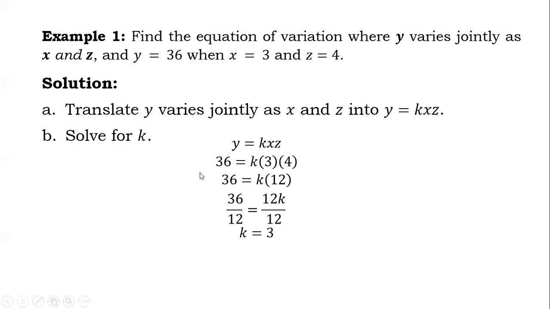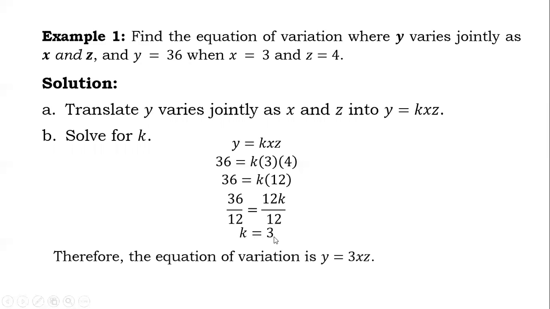So we have 36 is equal to k times 12, where 12 is the product of 3 and 4. Simply divide both sides by 12 to get the value of k. 36 divided by 12 is equal to 3. From the obtained value of k, we can now write the equation. Therefore, the equation of variation is y is equal to 3 times x times z.